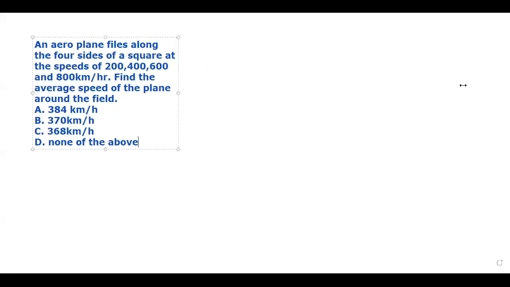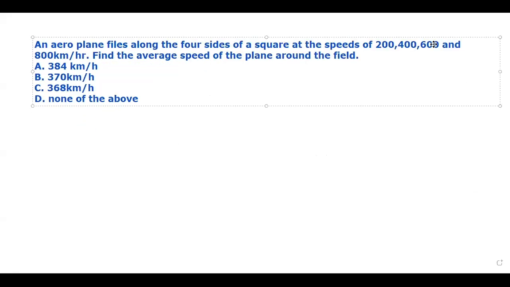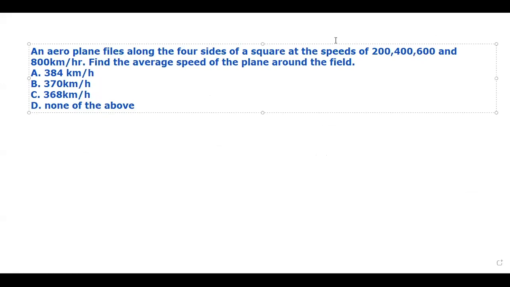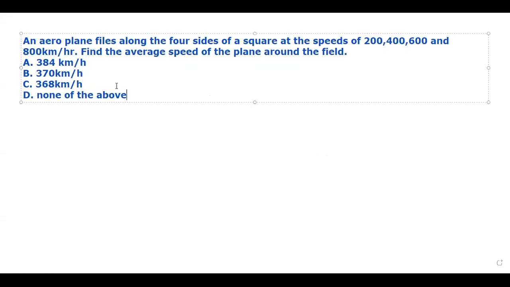See this question now. The question is saying, an airplane flies along the four sides of a square field at the speed of 200, 400, 600, and 800 kilometers per hour. Find the average speed of the plane around the field. All right.